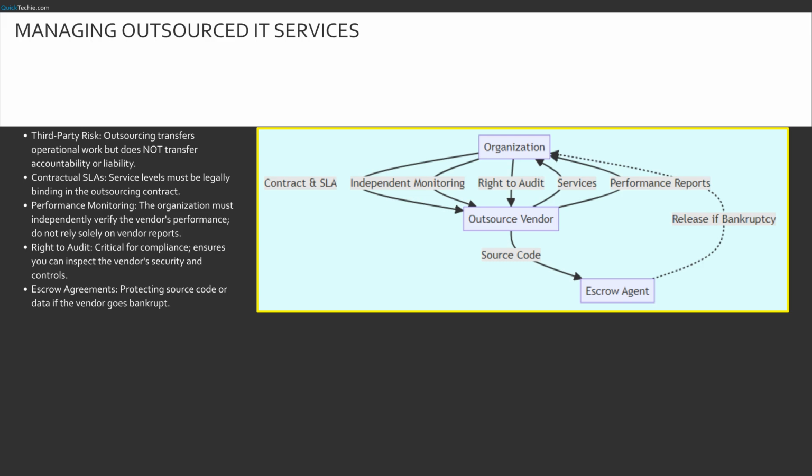Ensure your contract includes a right to audit clause so you can send your own auditors if things look suspicious. Also, consider escrow agreements for software. If the vendor goes out of business, you need legal access to the source code to keep your systems running.